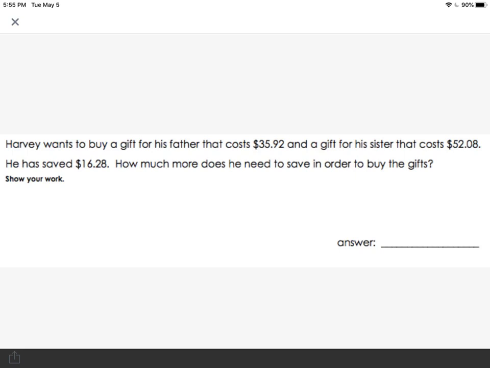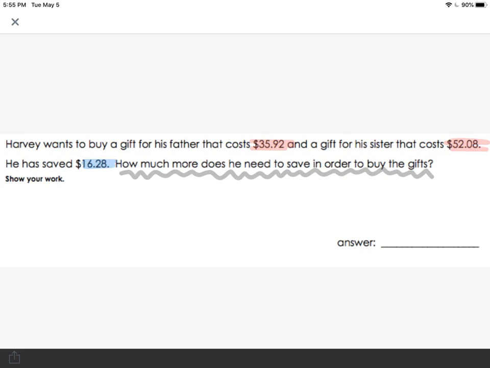So what I'm going to do is highlight in one color how much he needs to have saved total, so how much he's going to spend on the gift for his father, which is $35.92, and the gift for his sister, which is $52.08. In another color, I'm going to highlight how much he's already saved, which is $16.28. And as always, I'm going to underline the question I'm actually answering. How much more does he need to save in order to buy the gifts?